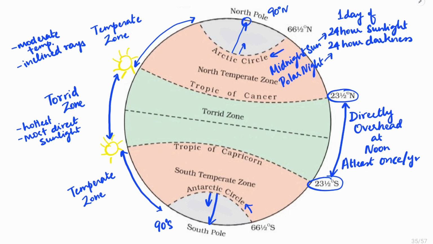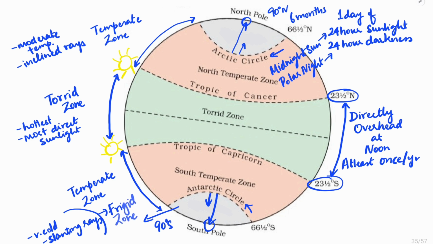At the North Pole and the South Pole, there are 6 months of continuous daylight, that is when the sun never sets, and 6 months of complete darkness, that is when the sun never rises. These extreme conditions make the polar regions very cold as the sun's rays are always slanting and provide little heat. Therefore, these areas are called frigid zones, meaning very cold.